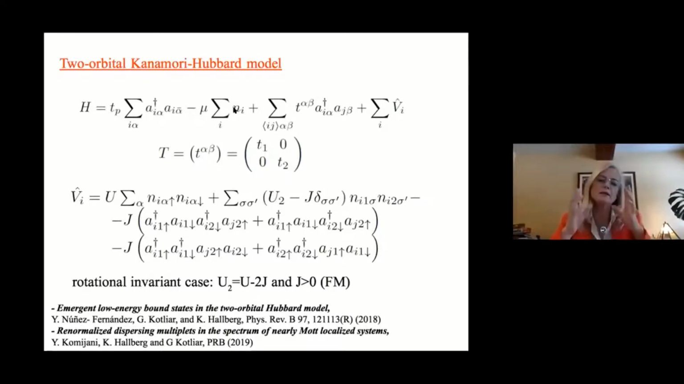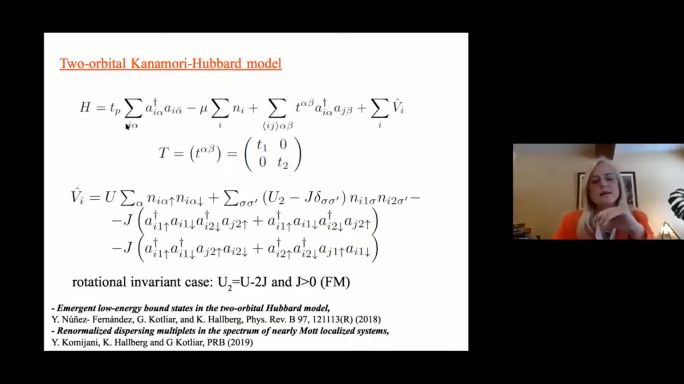We studied the 2-orbital Kanamori-Hubbard model. So it's like the one I showed in the beginning. We have 2 orbitals, and our effective impurity has 2 orbitals. We have a local U. We have hoppings. We have 2 different bands.